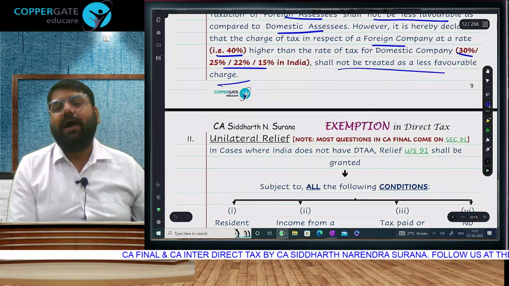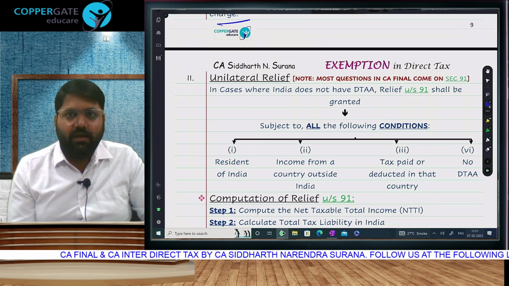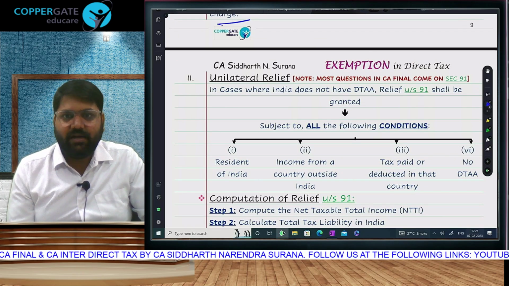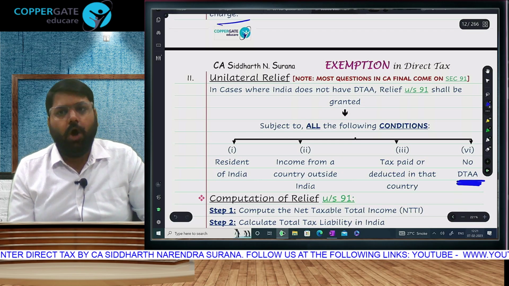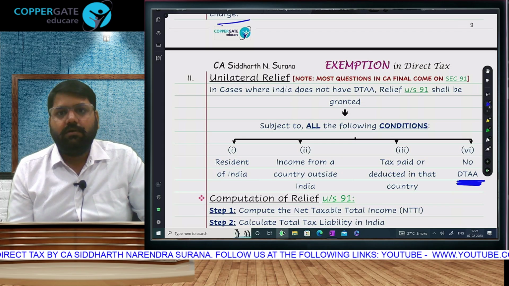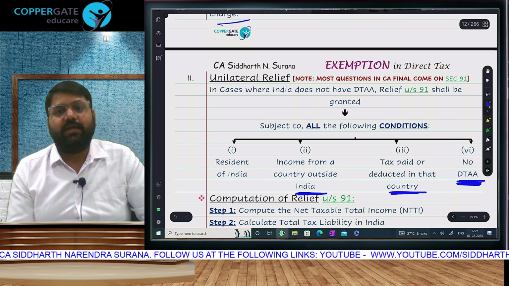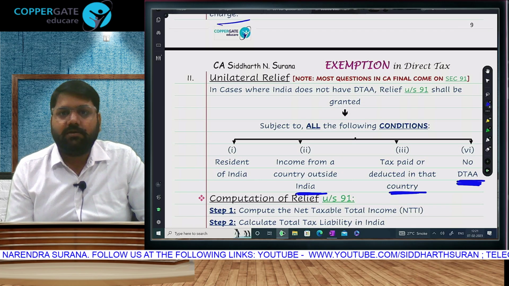This is the revision of bilateral relief. Hardly will you get to see any question on bilateral relief in the exam. Maximum questions in the exam come on unilateral relief. Section 91. When there is no DTAA, there is non-cooperation, and you have income from a country outside India, you paid tax also in that country, so you will get unilateral relief.